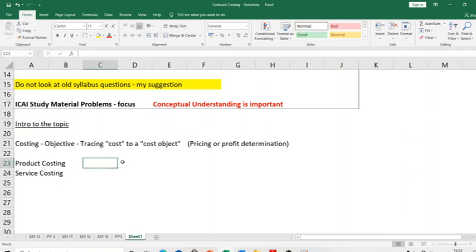So if you look at all of these things, there the cost object was not a product, it was a service. Transportation as a service, or healthcare as a service, or if you look at hotels, entertainment as a service. All of these were service activities for which you wanted to find out the cost. That's what you learned in service costing.